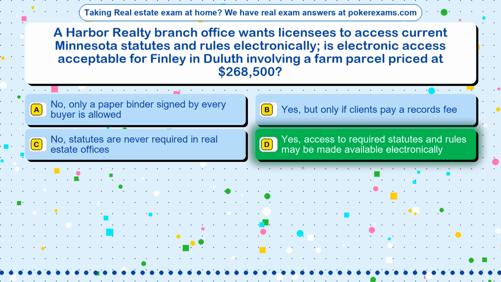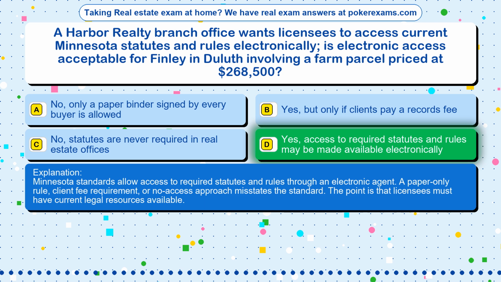The correct answer is option D. Yes, access to required statutes and rules may be made available electronically. Minnesota standards allow access to required statutes and rules through an electronic agent. A paper-only rule, client fee requirement, or no access approach misstates the standard. The point is that licensees must have current legal resources available.